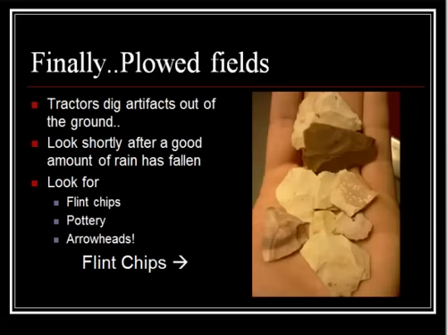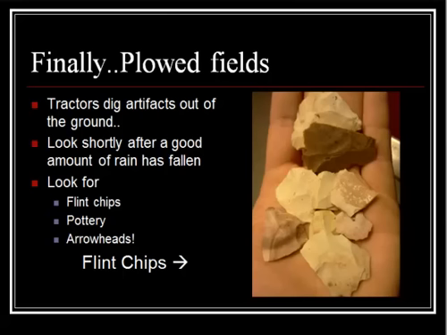And finally, we have plowed fields. This leads me to my last and final point of the presentation. Plowed fields are often the best place for a beginning arrowhead hunter to look because the flint or chert is contrasted by the brown earth, making it easy to spot arrowheads.